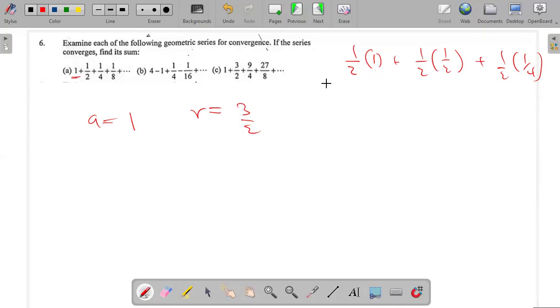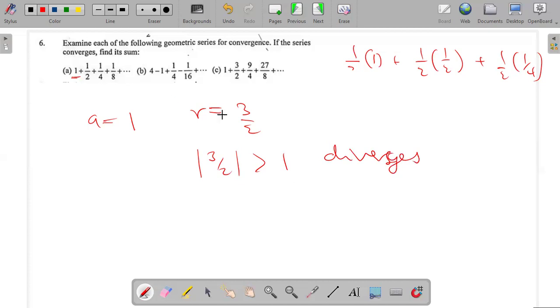3 over 2 in common. And there, 3 over 2. 3 over 2 follows just like that. You see it's a common, that's the common ratio. Okay, now is this the absolute value of this less than 1 or greater than 1? So this is greater than 1, meaning it diverges.